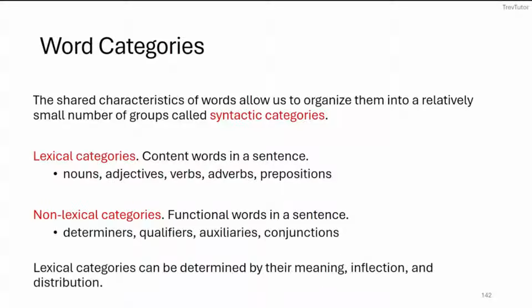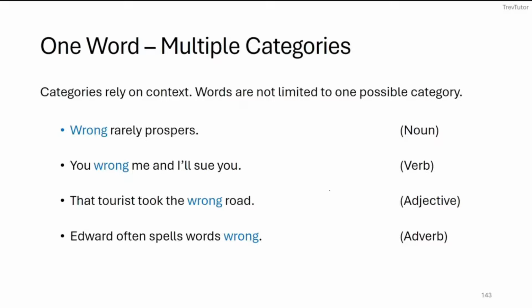When we learn these, we're going to be focusing on lexical categories first, and these can be determined by their meaning, inflection, and distribution. When we talk about nouns, adjectives, verbs, adverbs, and prepositions, we're not simply talking about their meaning, because the same word can appear as multiple different categories depending on the context. So if we think about context, then we can start thinking about the different possibilities of these words.